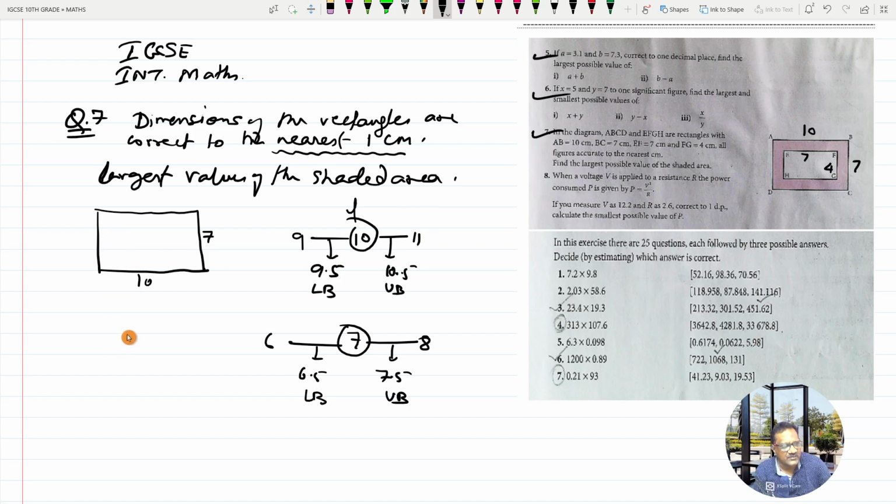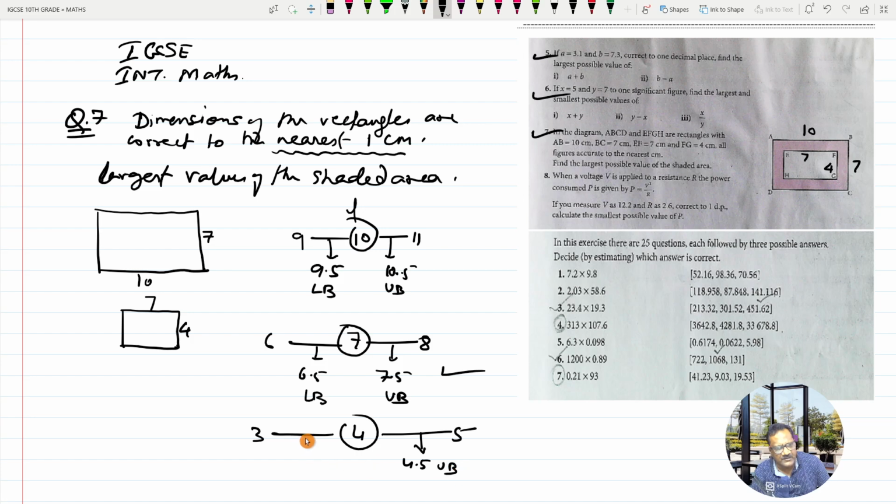There is one more rectangle inside this rectangle, that is a smaller one. Now this rectangle has the dimensions 7 and 4. Again for this 7, the lower and the upper bound will be the same, 7.5 and 6.5. But for 4, this width, here you'll have to take 5, here you'll have to take 3, and the midpoint will be 4.5, which is the upper bound, and 3.5, which is the lower bound.